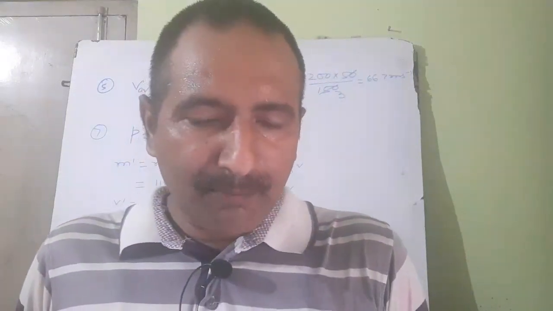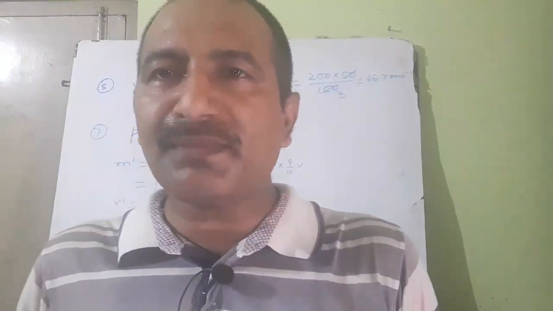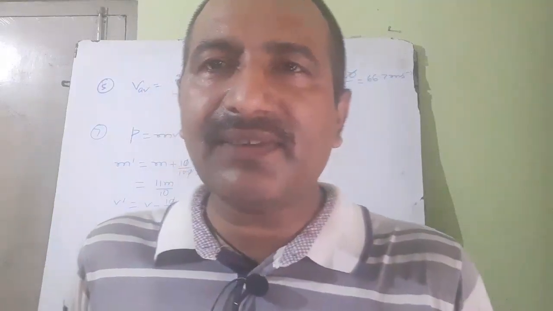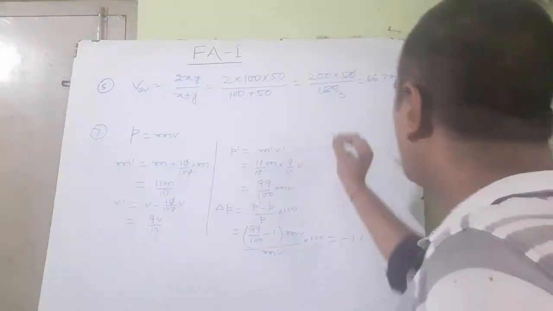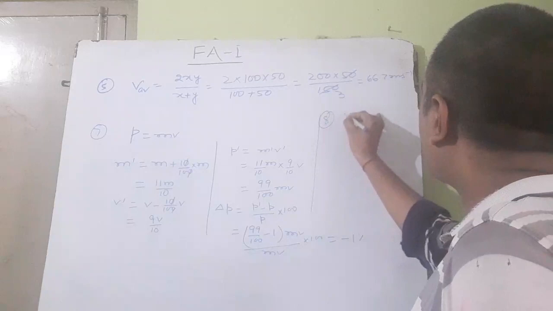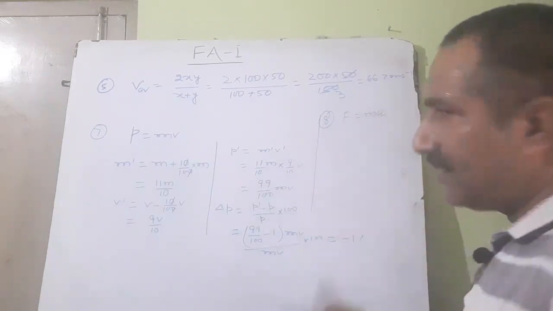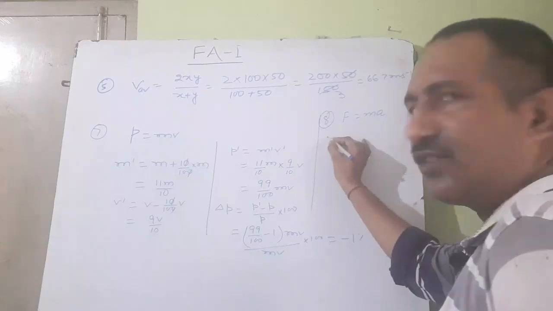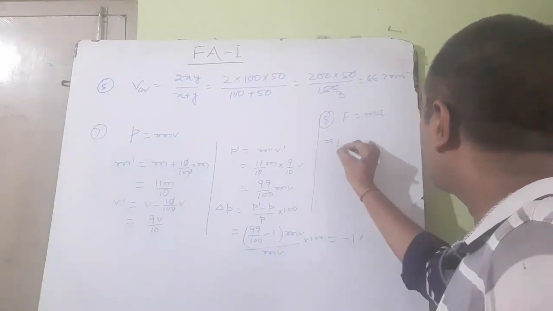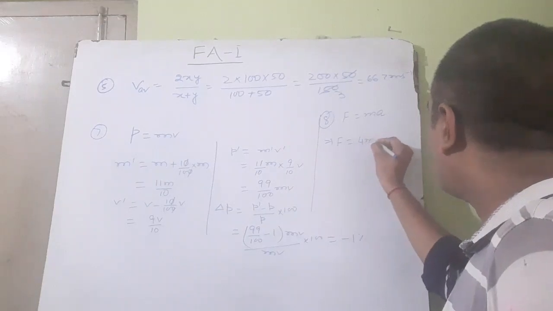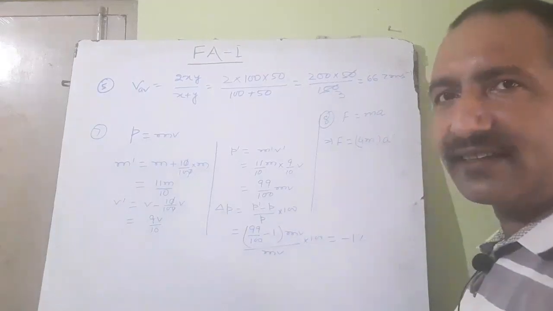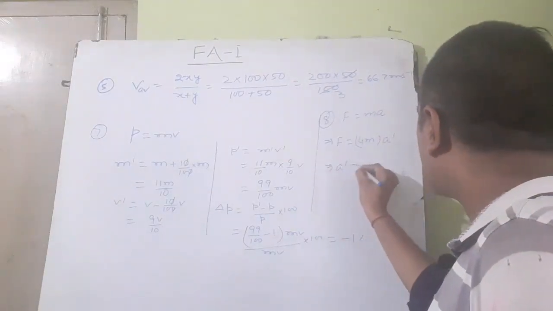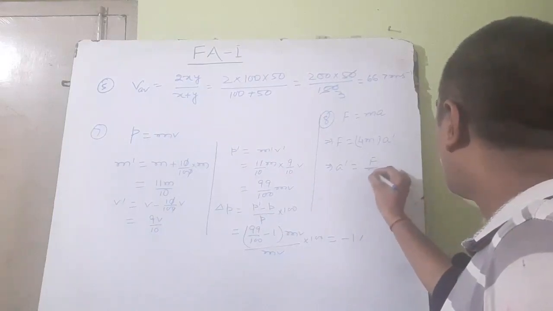Question number 8. Mass of a body is quadrupled. Quadrupled means it is made 4 times. What happens to its acceleration a under a given force? You see, force F is equal to ma. Force remains the same, but mass is 4m now, and you have to find the new acceleration. Acceleration is a dash. So what will be a dash? A dash will be F by 4m.